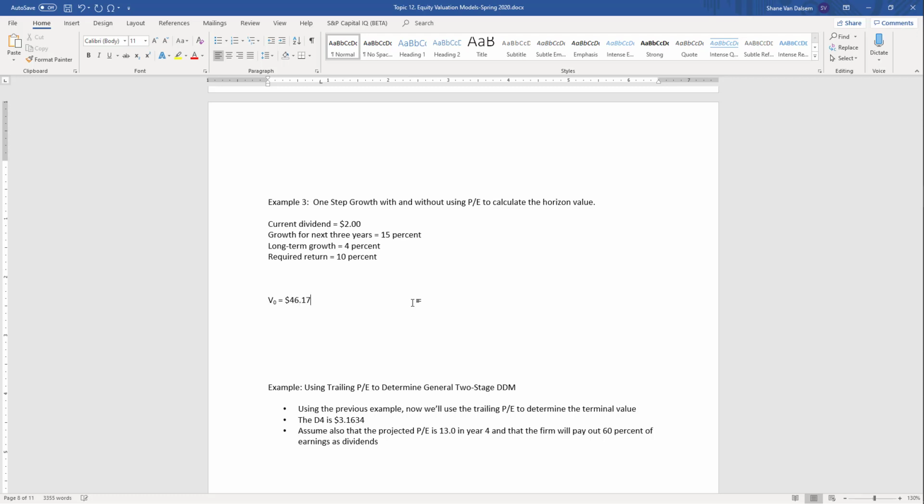So now we're going to do the same problem, but instead of using the constant dividend growth model to determine the horizon value, we're going to use the price to earnings ratio to estimate the horizon value. Because what we're pulling out of this is the price from the price to earnings ratio, and we're determining what the expected price is based on the payout ratio of the firm. Okay. So using the previous example, we'll use the trailing PE.